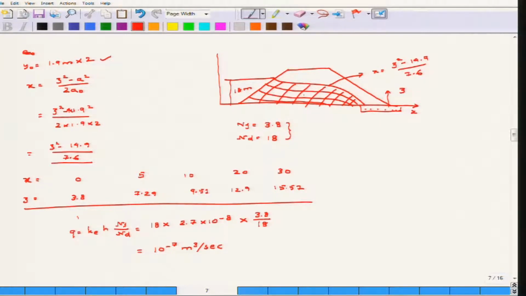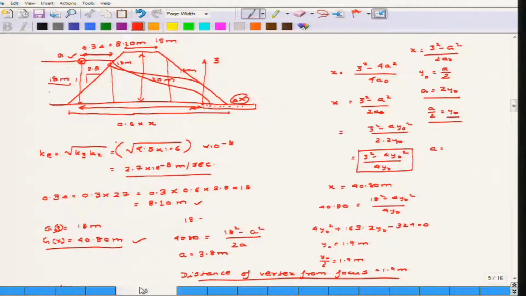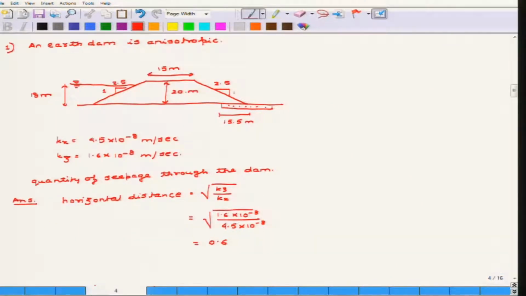So, that is how you found out, using the flow net, the value of the seepage loss. For this, a little knowledge of mathematics is required, because you need to know the equation of the parabola, and this has already been discussed in the slides. And one very important thing: when it is an anisotropic dam, you always have to remember that you have to multiply the horizontal distance by a factor.